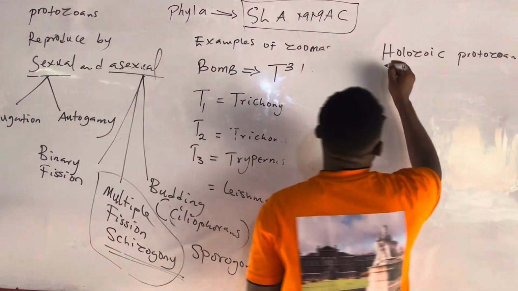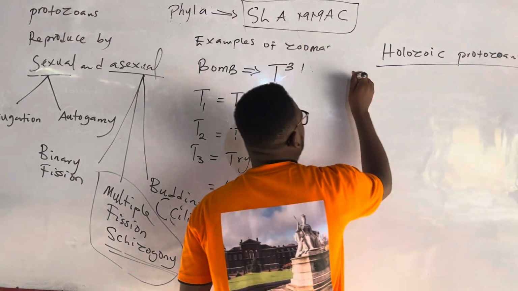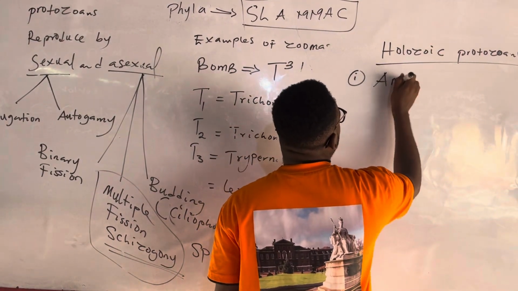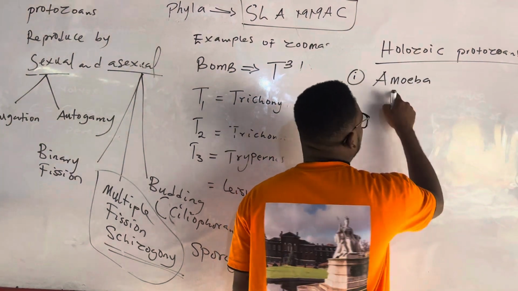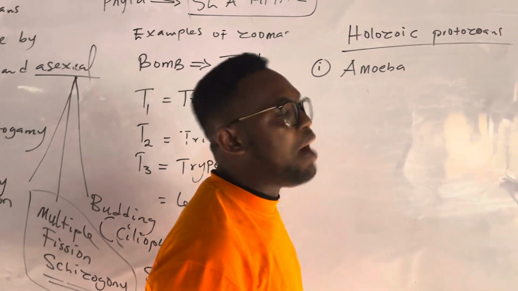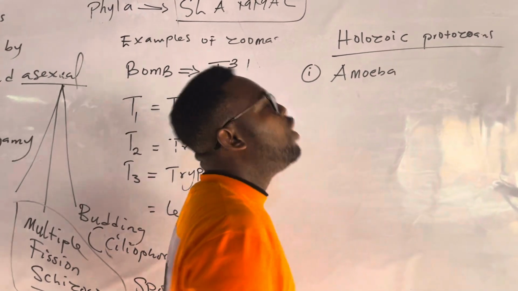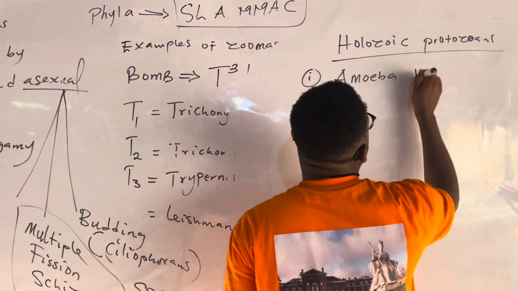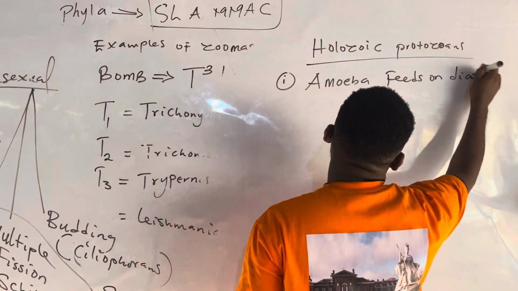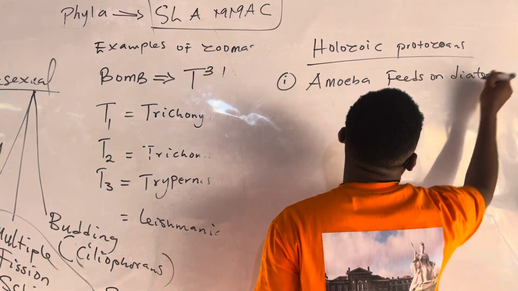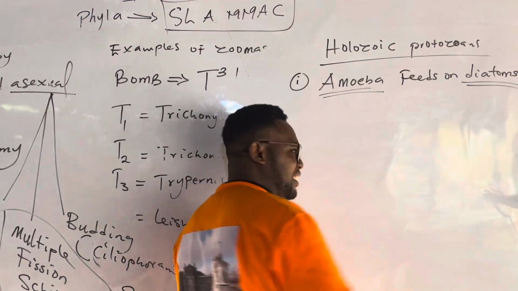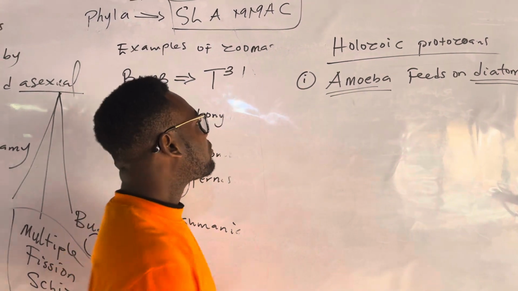Now, holozoic protozoans, examples. Number one example we have there is amoeba. Is amoeba a protozoan? Yes. Is he holozoic? Yes. Amoeba is holozoic in feeding. What does he feed on? Amoeba feeds on what? Diatoms. This is an exam question. Please take note that amoeba feeds on diatoms, if you are asked in the exam.